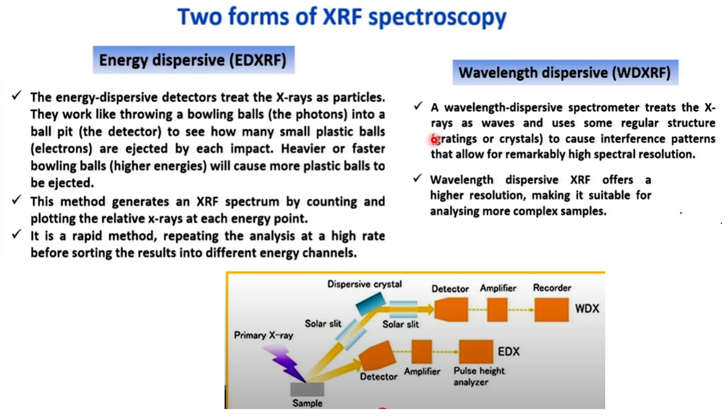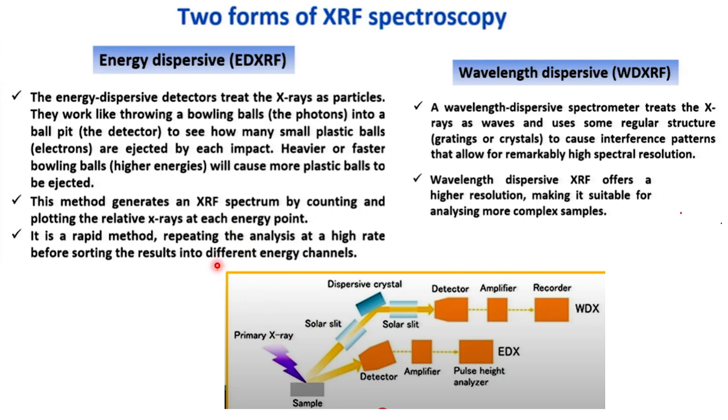So in case of energy dispersive, that means it is studying the particle nature of the photons that are coming out as X-ray or fluorescence. On the other hand, the WDXRF is studying the wave nature of the photon. The energy dispersive detector treats the X-ray as particles, and they work like throwing a bowling ball, the photons, into a ball pit, the detector, to see how many small plastic balls are ejected out.